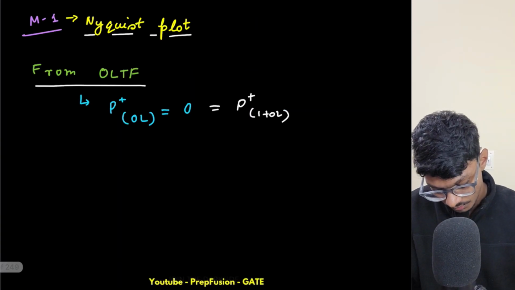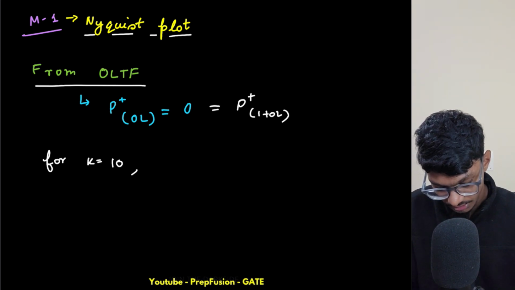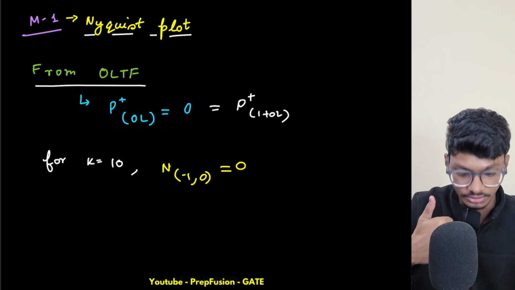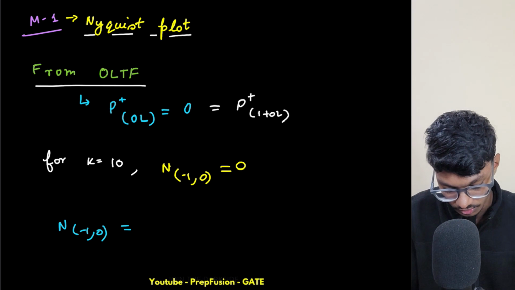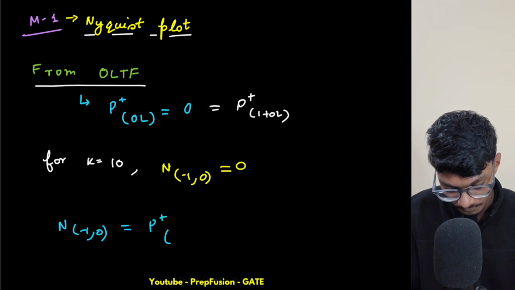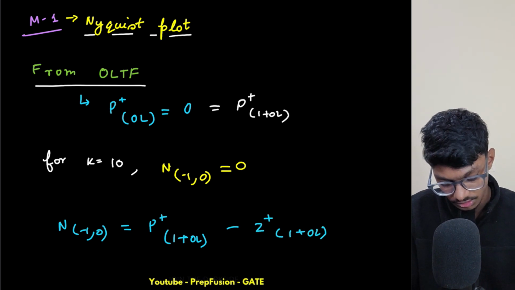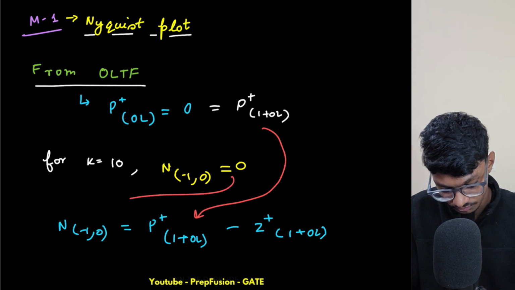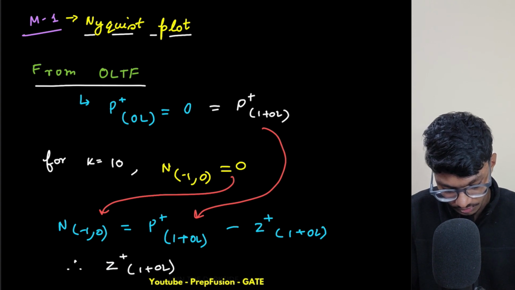Now we'll decode the other information. For K equals 10, N around minus 1 comma 0 is 0, right? I will find the stability for this one. So what is my formula again? N around minus 1 comma 0 equals P plus 1 plus OL minus Z plus 1 plus OL. P plus 1 plus OL is 0, right? And this is also 0. Hence my Z plus 1 plus OL equals 0.